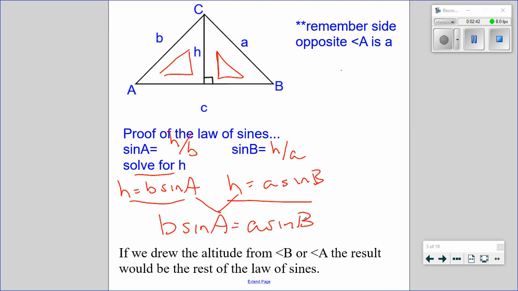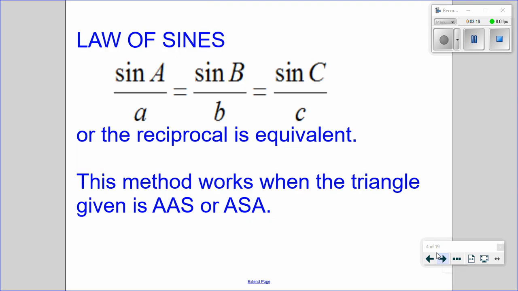If I drew the altitude to side A or side B, I would get another version, just replacing those A's and B's with A and C or B and C. Now you can rearrange this so it is a little easier to remember. If you divide both sides by A and by B, the little b's cancel, the little a's cancel, and we get sine of A over A equals sine of B over B, or you could use the reciprocal, it doesn't matter. Ultimately, this is the law of sines.